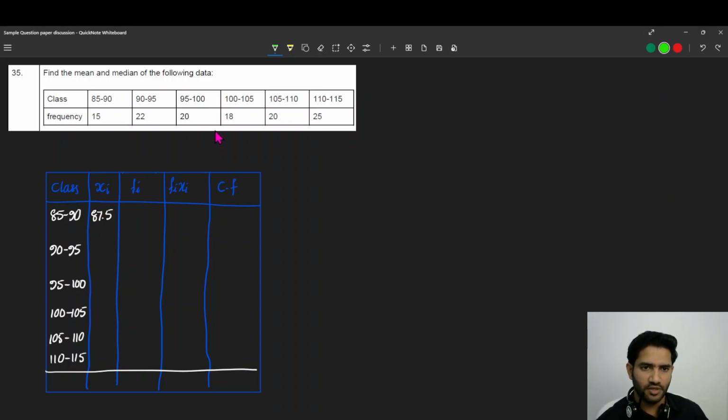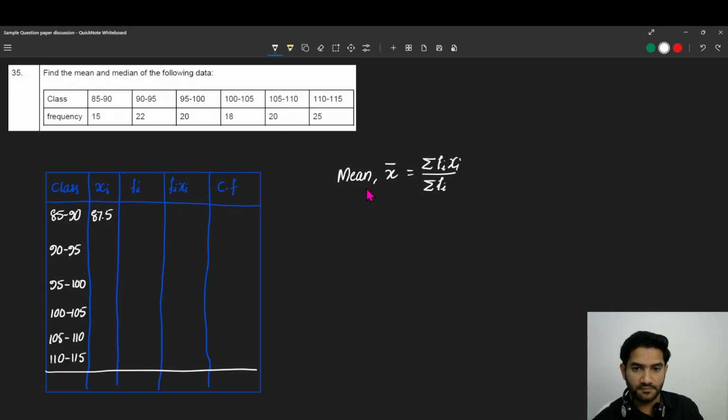For the first one, we need the mean and median. For finding the mean, the equation of the mean, which we denote with x bar, is sigma fi xi divided by sigma fi. So that's why we need the columns xi, fi, fi xi, cf. And xi means midpoint.